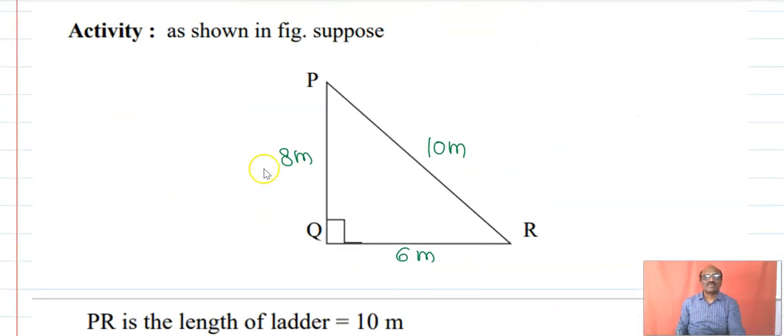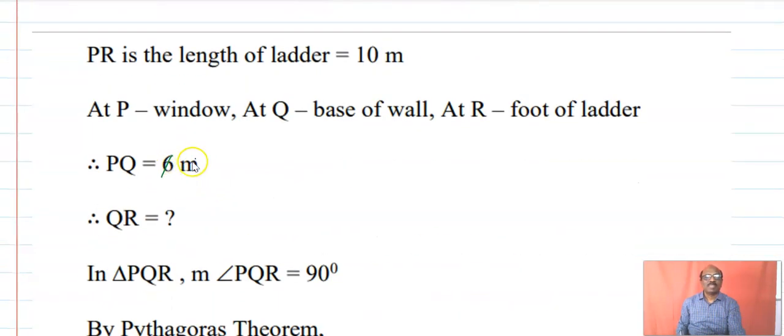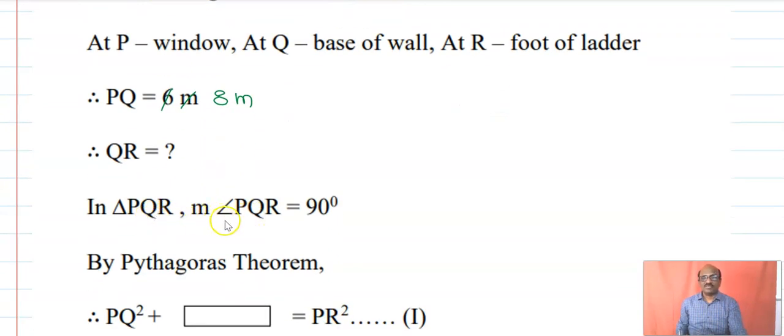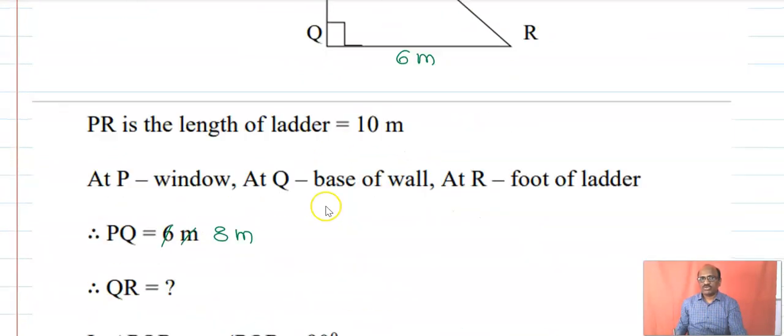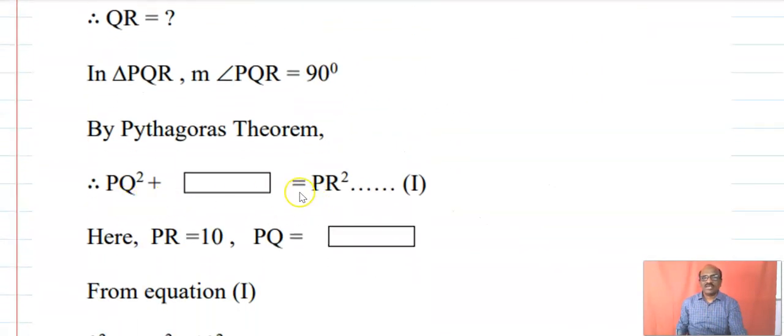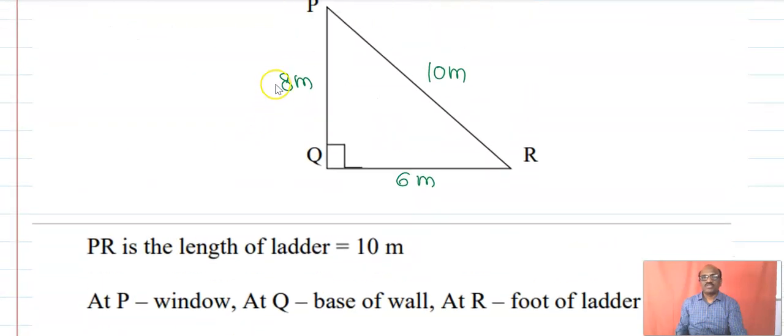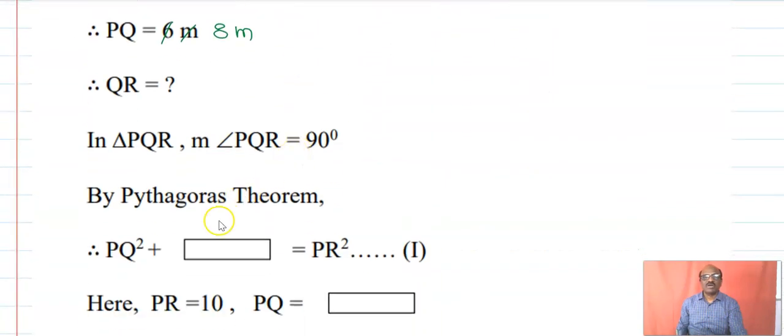His answer is wrong. PQ should be equal to 8 meter. This happens in the question bank. So we want to find out QR. In triangle PQR, measure of angle PQ R is 90 degree. Therefore, PR square is equal to PQ square plus QR square. Easy question.